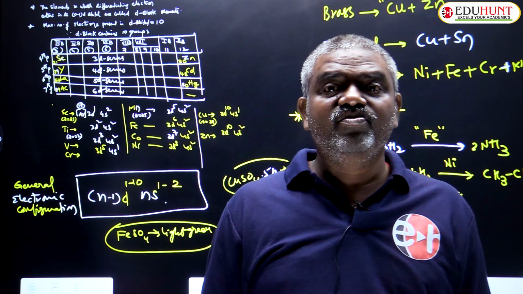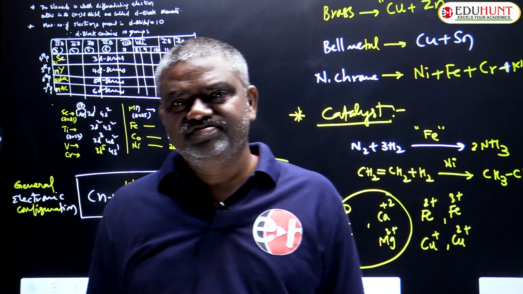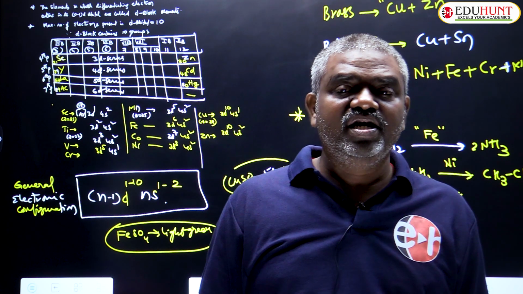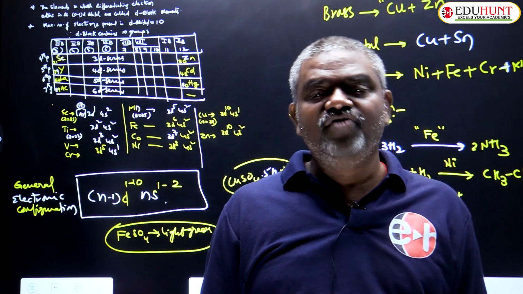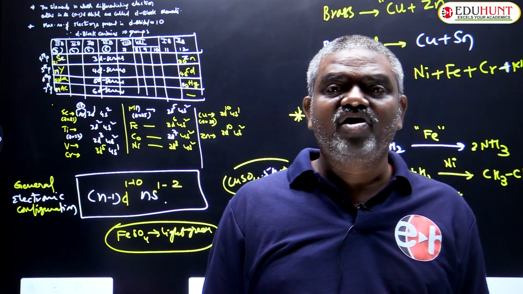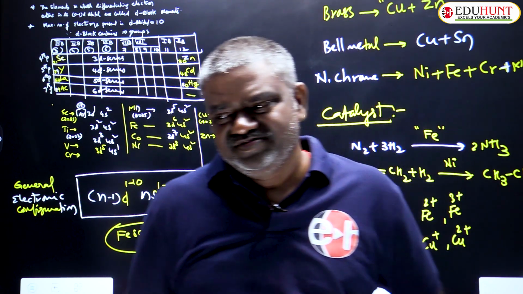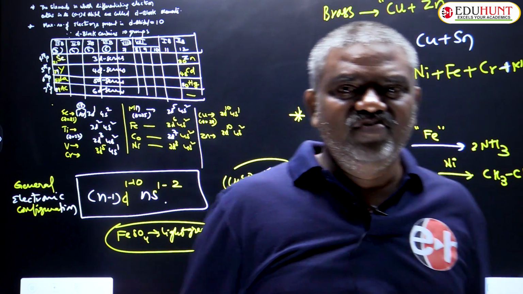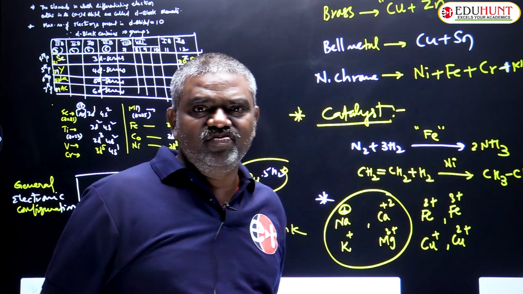In hemoglobin, what is the central metal present? Iron acts as the central metal. Iron, Fe, is a D block element. It forms the complex hemoglobin. Hence D block elements form complex compounds.